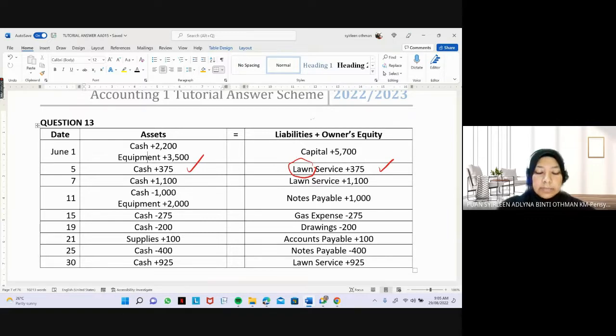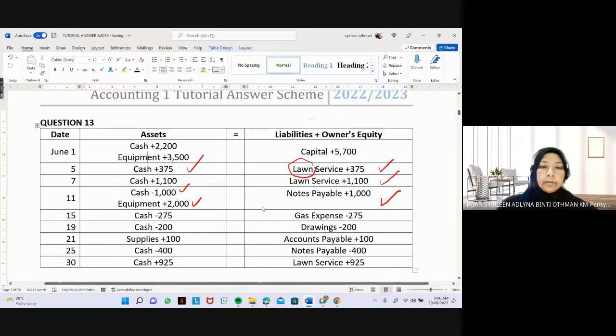Okay, number 7, receive 1,100. Okay, so this is for number 7. Okay, number 11, purchase equipment. Bayar cash 1,000 and 1,000 lagi hutang. So cash kita akan minus 1,000. Okay, and then equipments kita plus 2,000 sebab kita beli equipment tadi nilai dia RM2,000 tapi 1,000 lagi belum bayar. So that is your liability, RM1,000 in your notes payable.